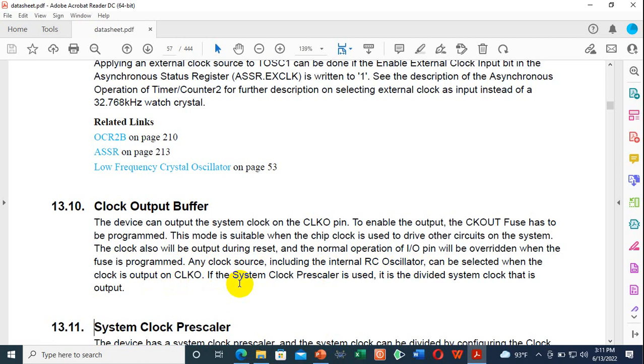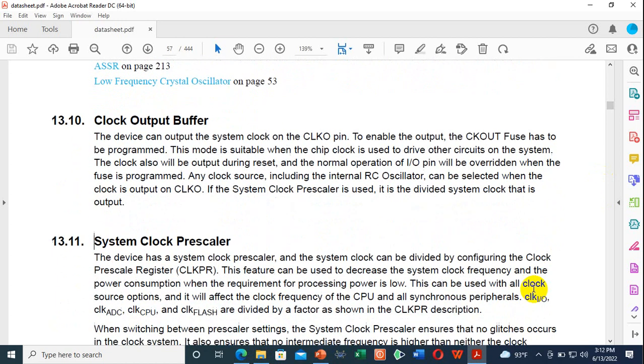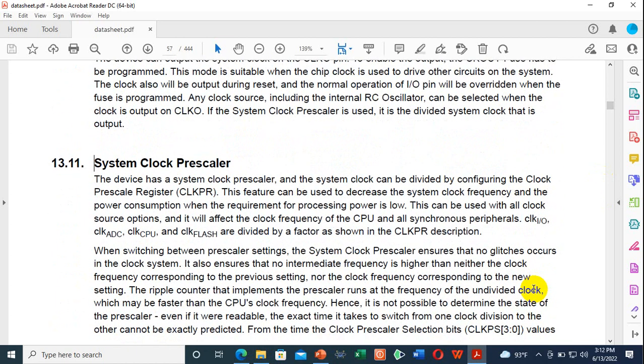If the system clock prescaler is used, it is the divided system clock that is output. Okay, that means you will get a lower value; after dividing, the value you get will be the output. Now this is the system clock prescaler. Look at over here. We talked about the system clock prescaler. We divide the main frequency by some value. So this is the prescaler.